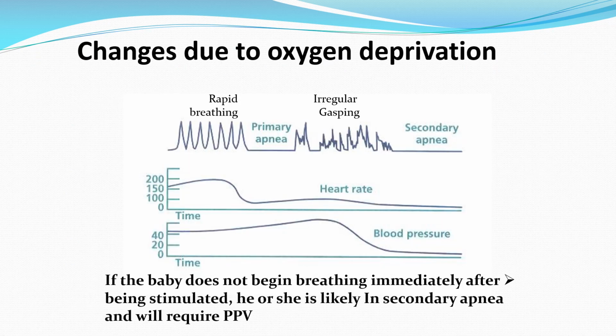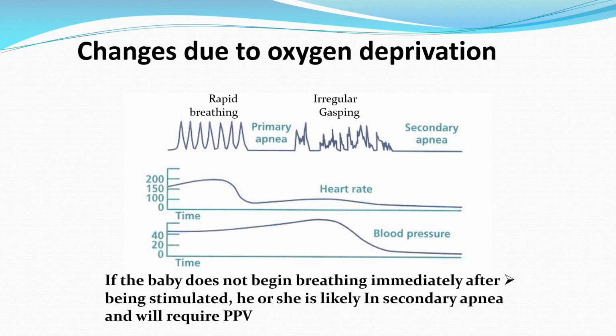What are the changes which might occur after oxygen deprivation? Initially, there is rapid breathing when there is deprivation of oxygen. Then there will be primary apnea. If there is no resuscitation, he will have irregular gasps, and then he will finally pass into secondary apnea. And this secondary apnea requires positive pressure ventilation, otherwise he will not return back to breathe.